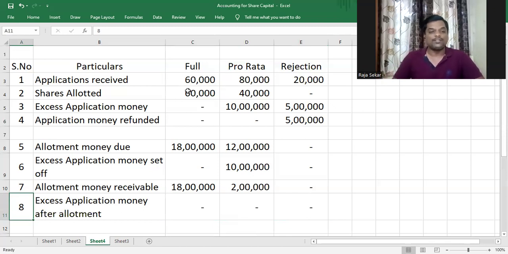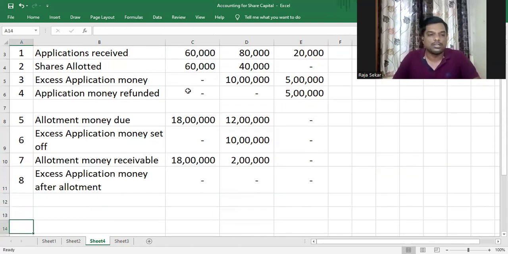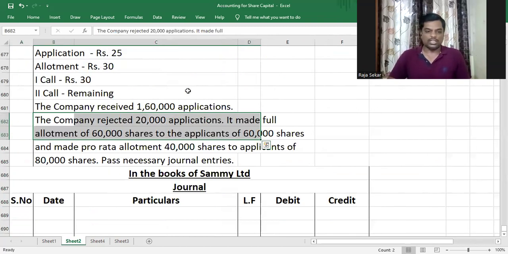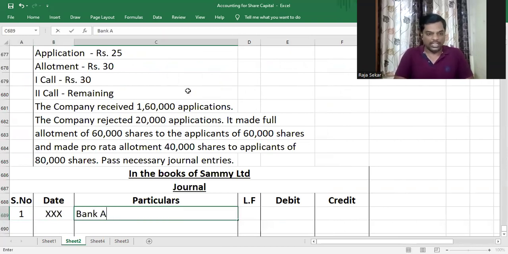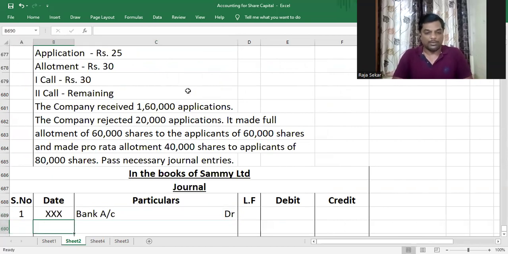Now, if there was something left here, then we'll have to continue this same exercise for the calls also, if the question has instructed us to adjust against the further calls too. But there is nothing left here in this question, and therefore I'm going to go ahead and solve the question. The first journal entry is very simple, as usual. The journal entry is bank account debit to share application account, receiving application money. There are no complications here.